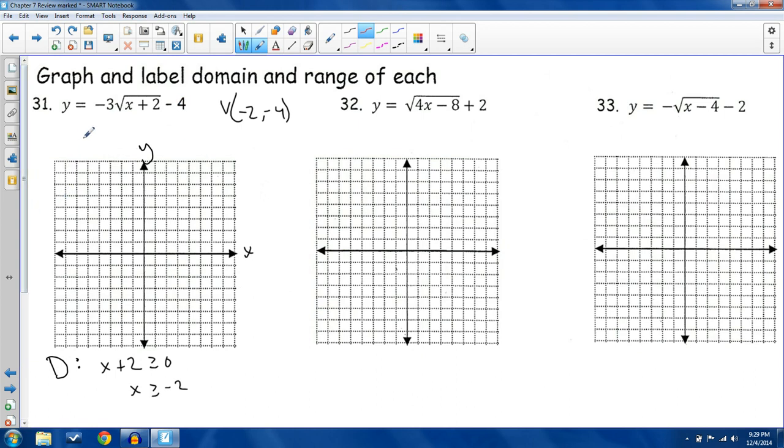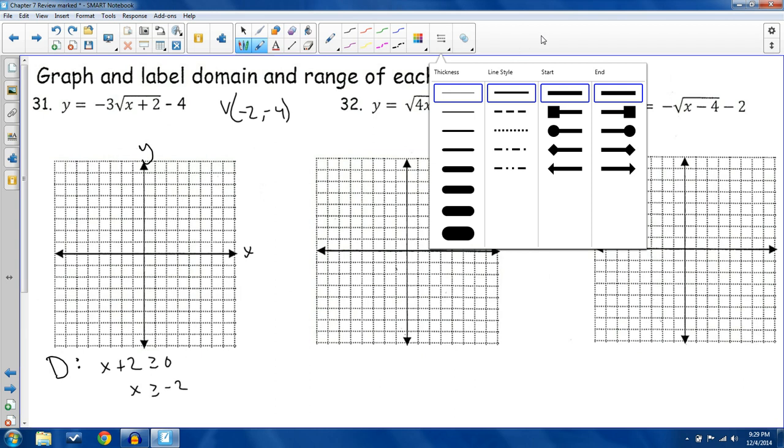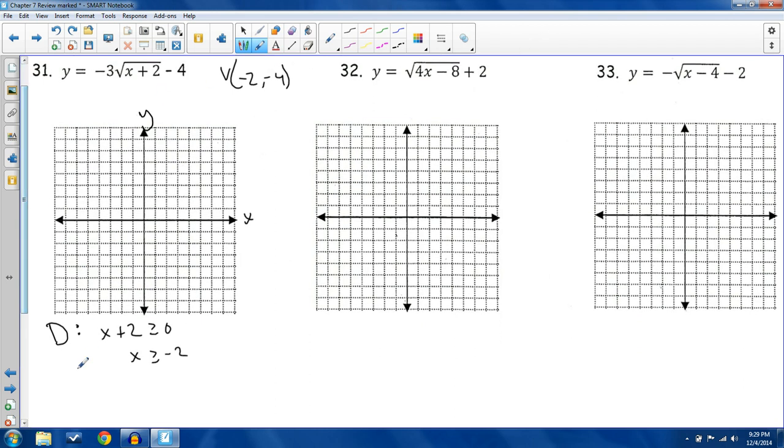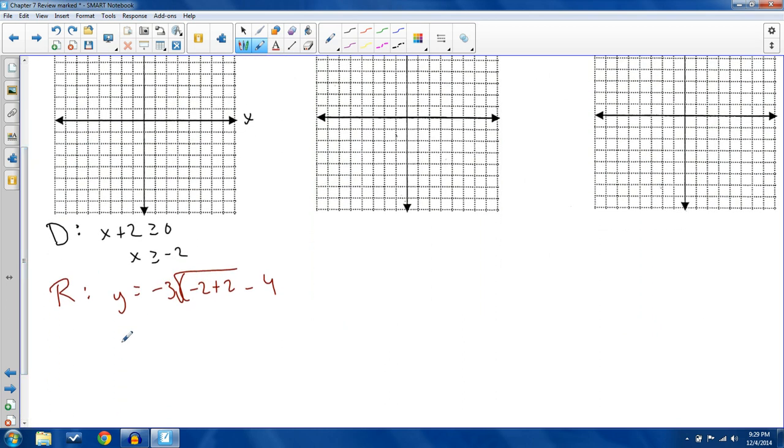Or you can graph it first. It doesn't matter. To find the range here, I could plug in negative 2 for x in the original equation. Y equals negative 3 times the square root of negative 2 plus 2, minus 4. Negative 2 plus 2 is 0. In fact, that should always happen there. Negative 3 times 0 is 0. Y equals negative 4. And that's not your range.